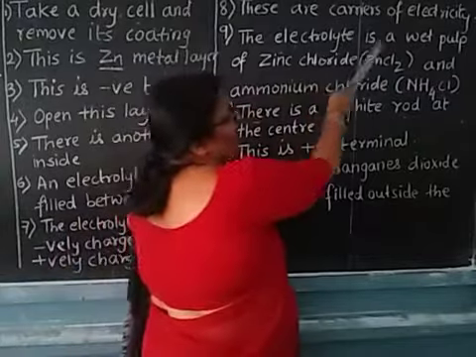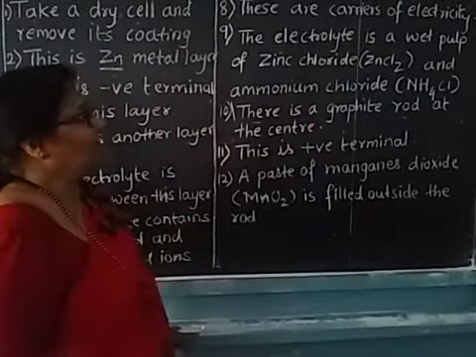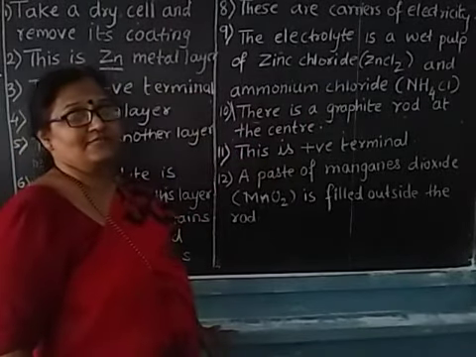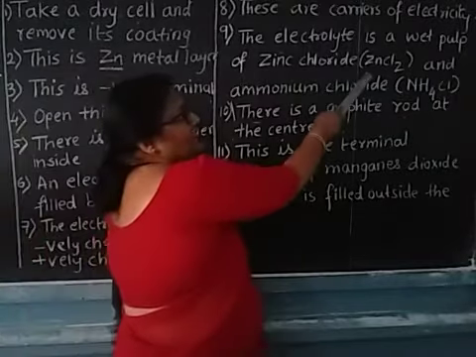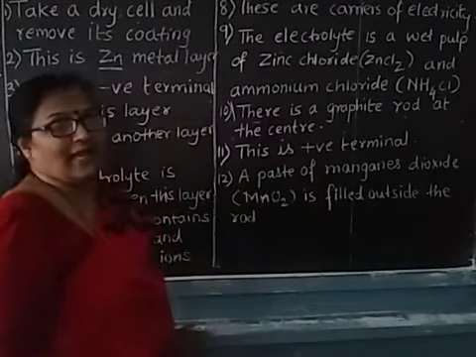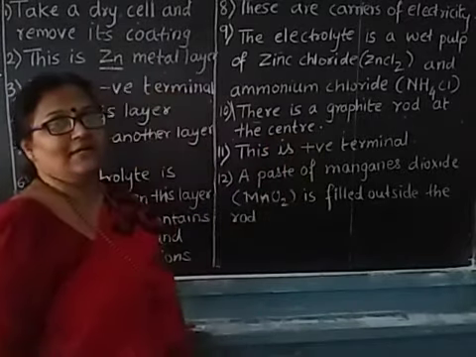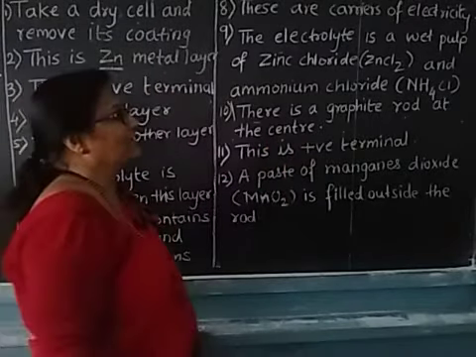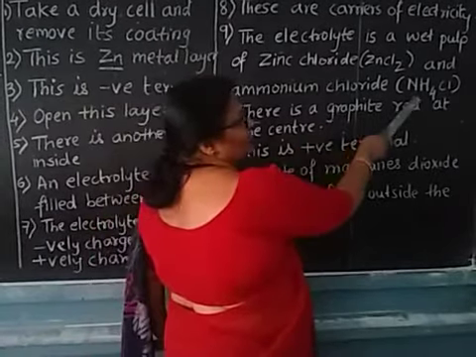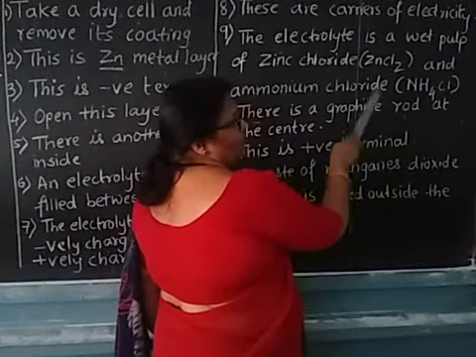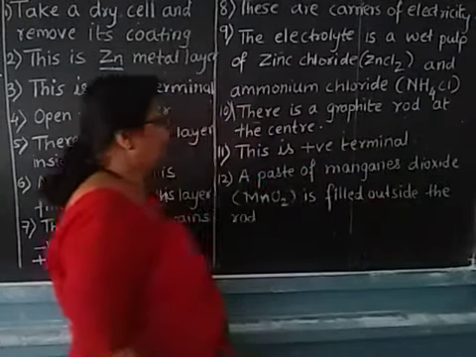The electrolyte is nothing but a wet pulp. It is a wet pulp of zinc chloride, that is ZnCl2. And it is also made up of ammonium chloride, that is NH4Cl, where ammonium is denoted by NH4 and chloride is denoted by Cl.